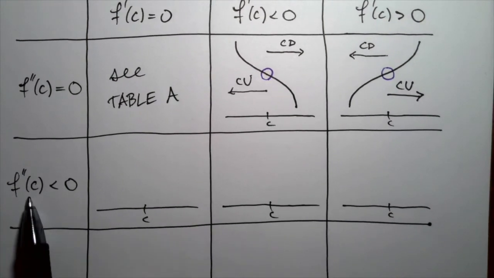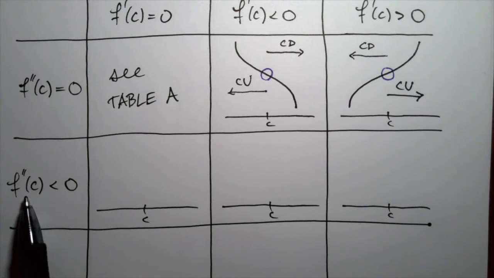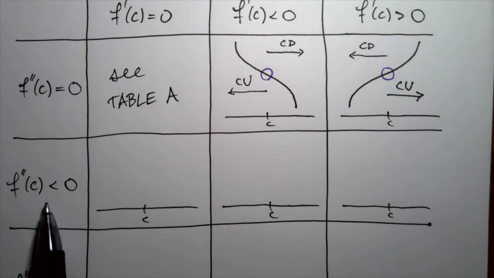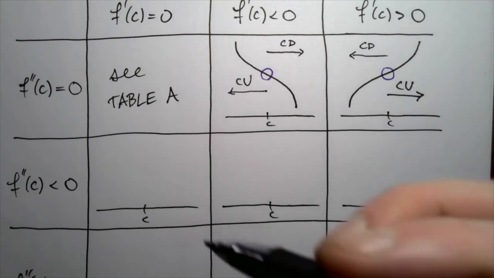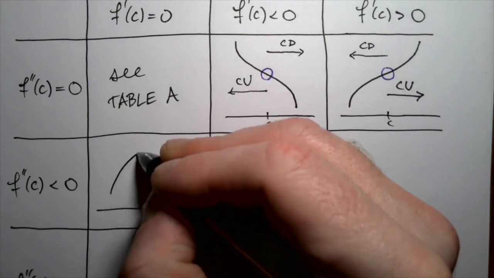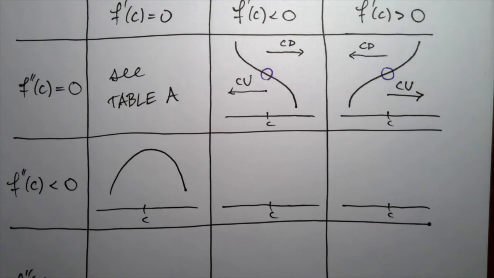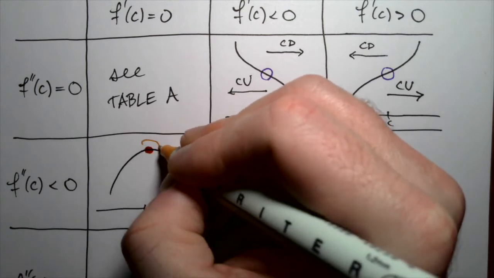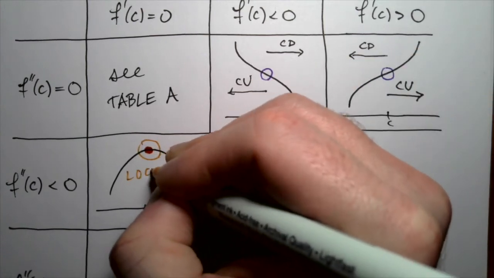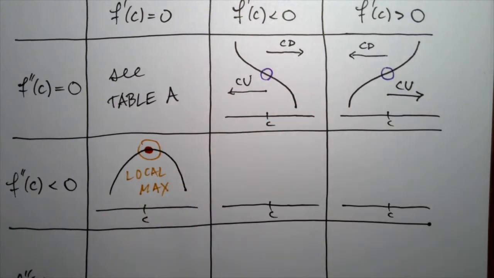Now we need to consider where the second derivative is negative, so it'll be concave down, and then we have the different options for the first derivative. Okay, well if the second derivative is negative and the first derivative is 0, we have a critical value, and the second derivative is negative, it's concave down. Now we're just recovering the part of the second derivative test, right? We have a critical value at the point C, and it must be a local maximum because of that concavity. So in this situation, we always have a local maximum.